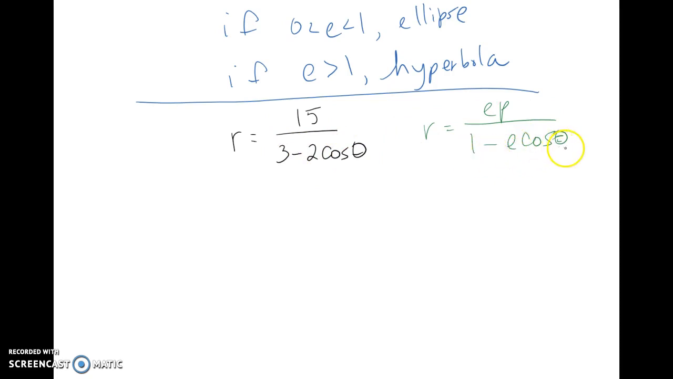So don't just assume right off the bat that the eccentricity is 2, okay? Because the key is this number here. We need this 3 to be a 1. So how am I going to turn a 3 into a 1? Well, I'm going to divide it by itself.